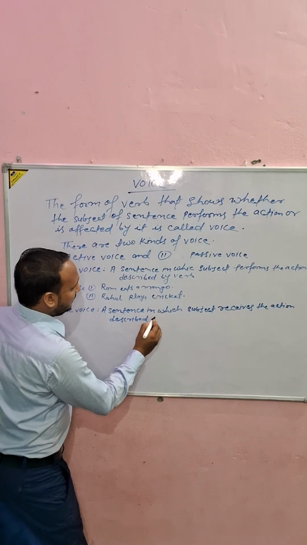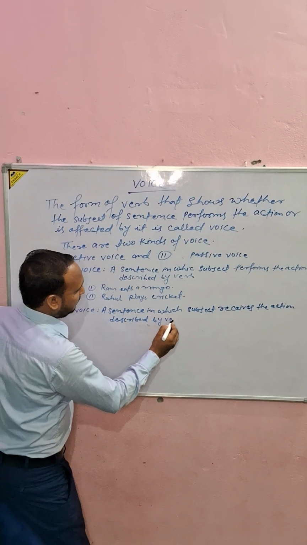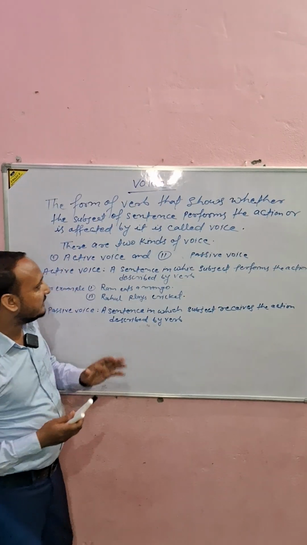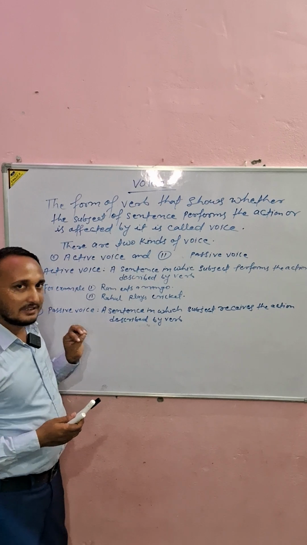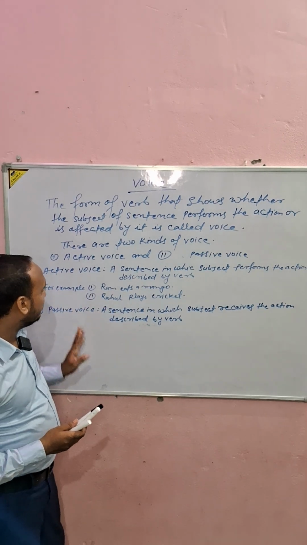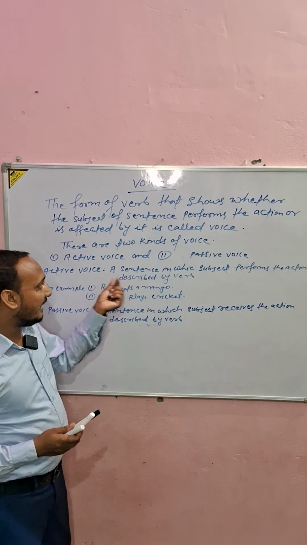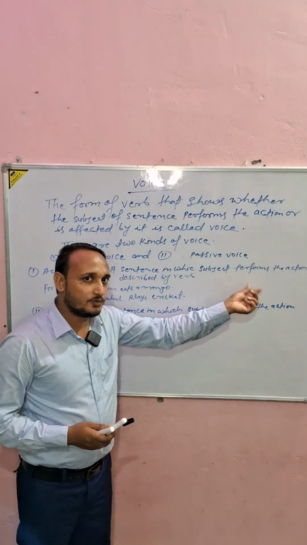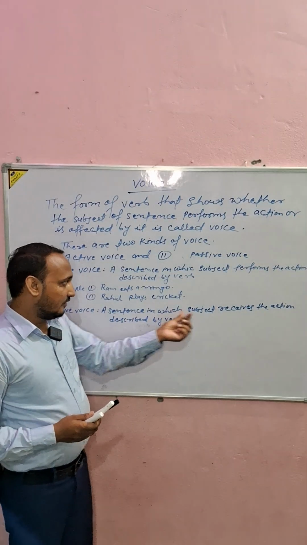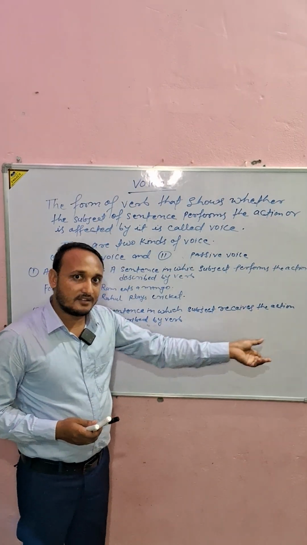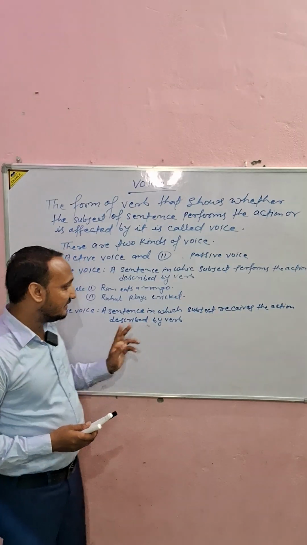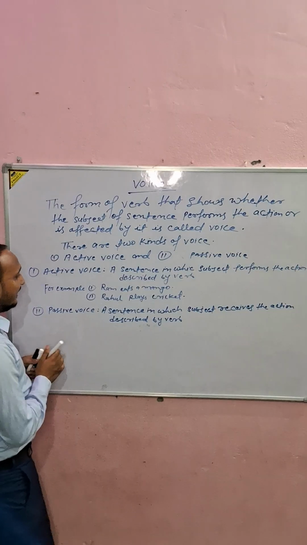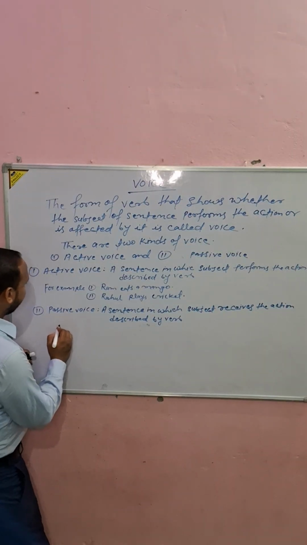A sentence in which the subject receives the action described by the verb is called passive voice. Once again, please listen to my words and watch my videos till the end. Here is the difference between active voice and passive voice. In active voice, the subject always performs the action, which means the subject is the doer. In passive voice, the subject always receives the action, which means the subject is the receiver. This is the main difference between active voice and passive voice. Let's see an example.